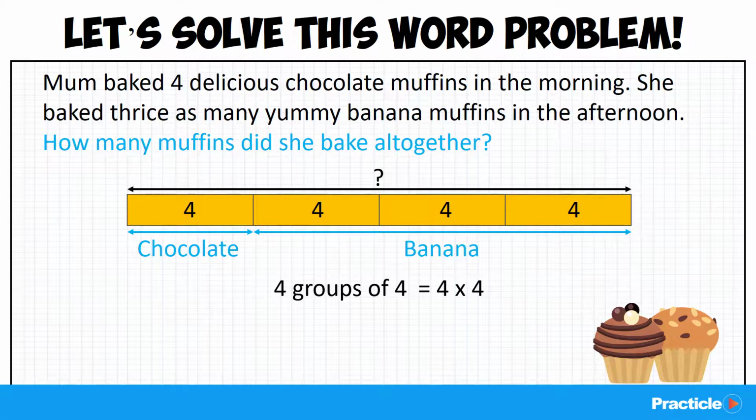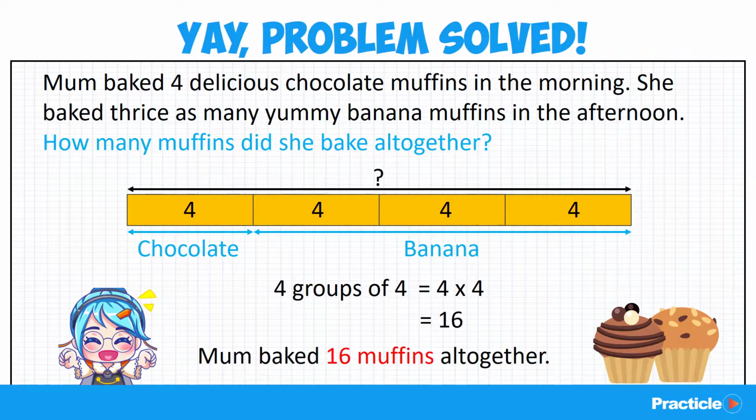And now it's time to recall your 4 times table. Do you remember what 4 times 4 is? If you shouted 16, fantastic job! And you're right. Mom baked 16 muffins altogether.